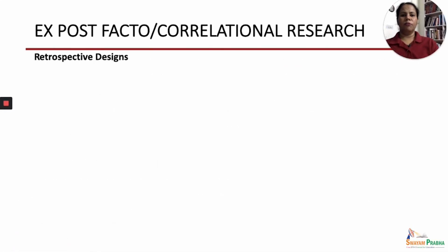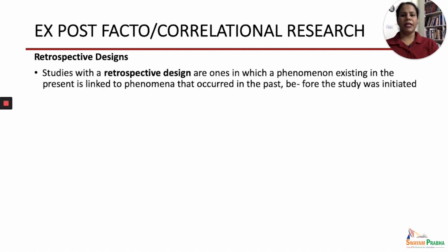One important type of correlational research design is retrospective design. So retrospective designs are the ones in which a phenomenon existing in the present is linked to a phenomenon that occurred in the past before the study was initiated. So retrospective design means the phenomenon we are studying in the present, we try to link it to the phenomenon that has occurred in the past. So it means we try to find out the phenomenon which has occurred in the past which might have resulted in the present phenomenon.